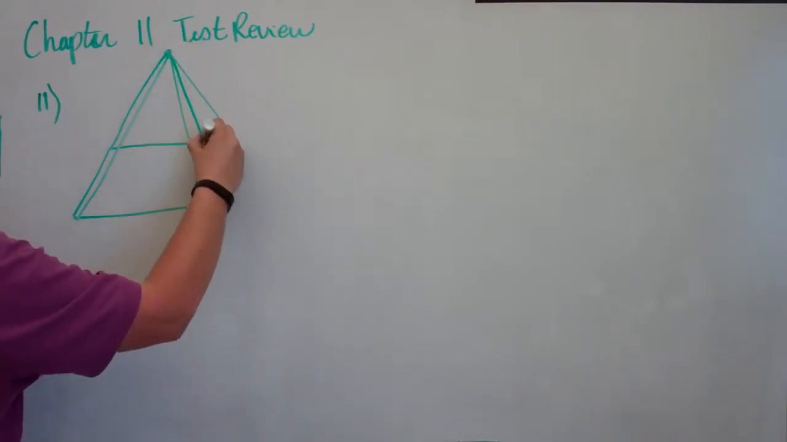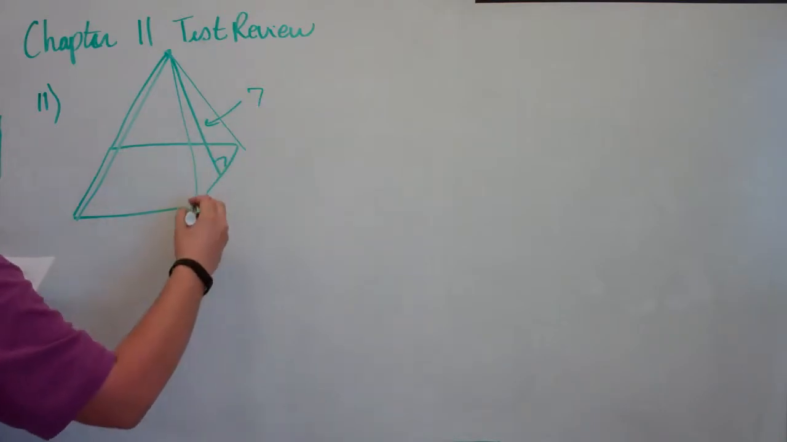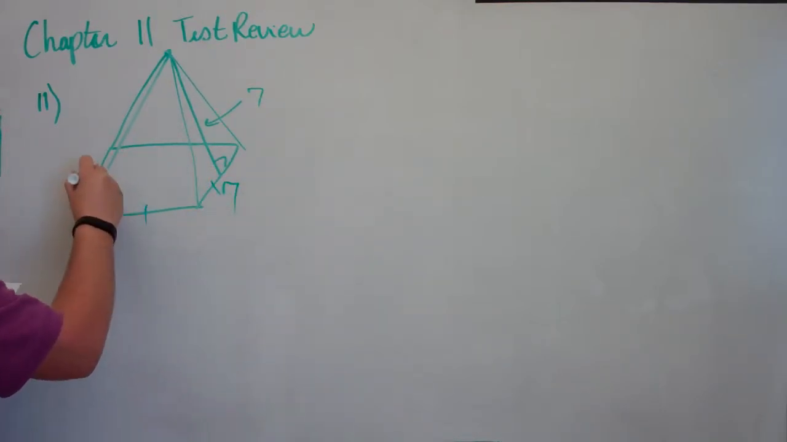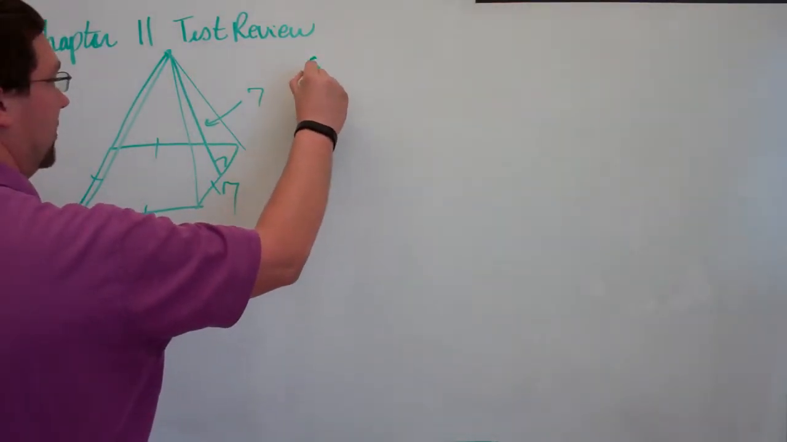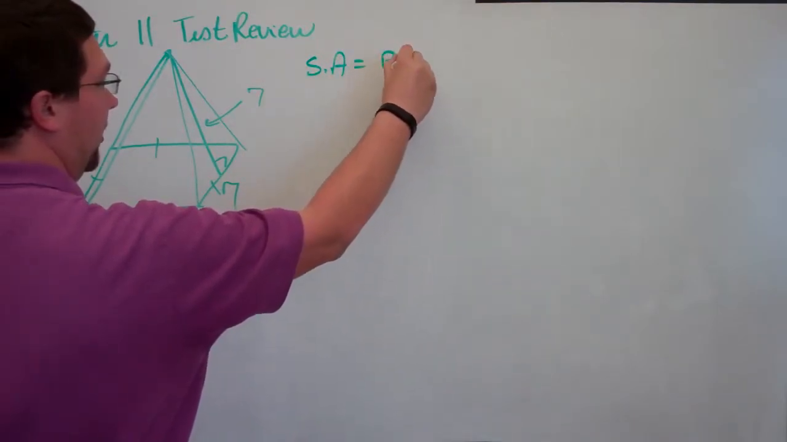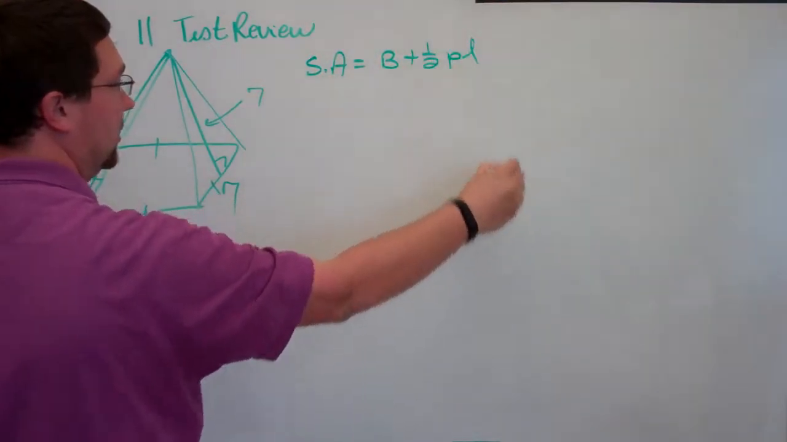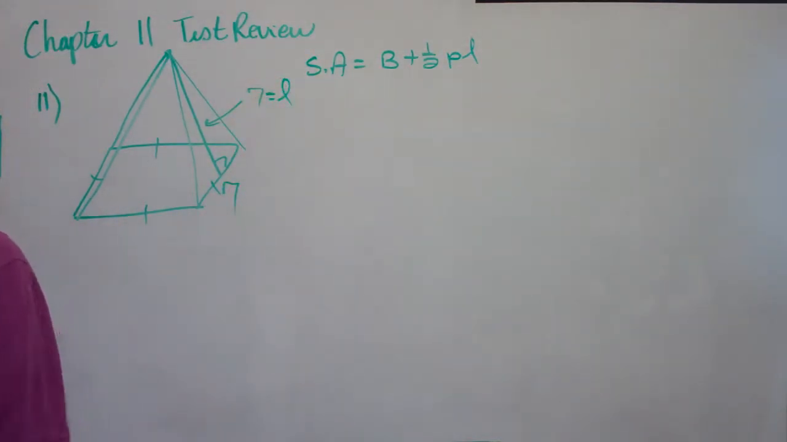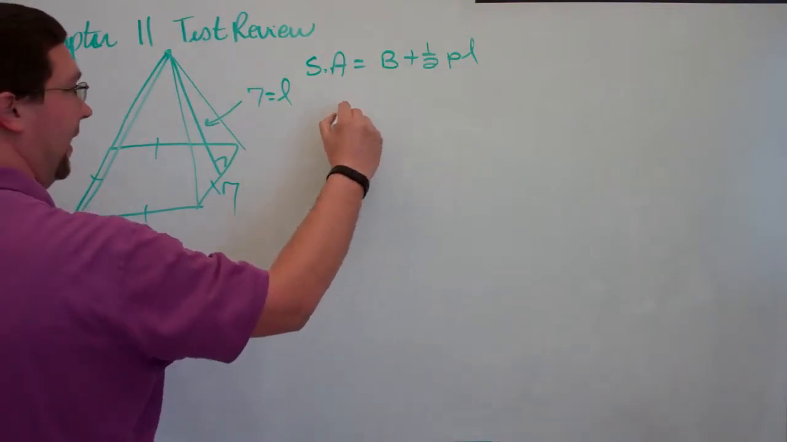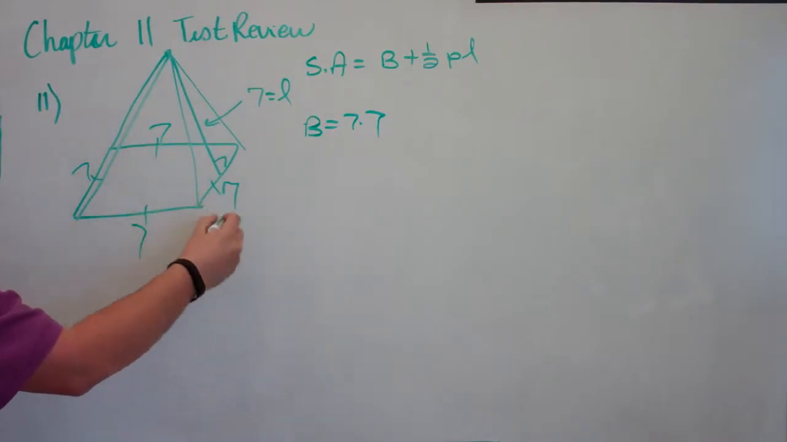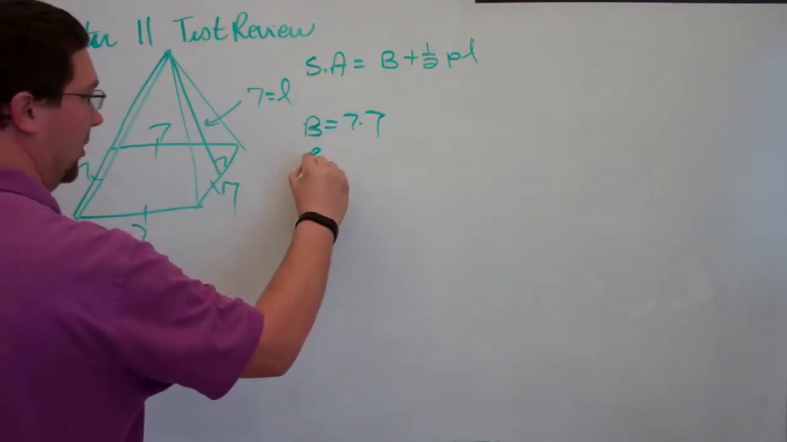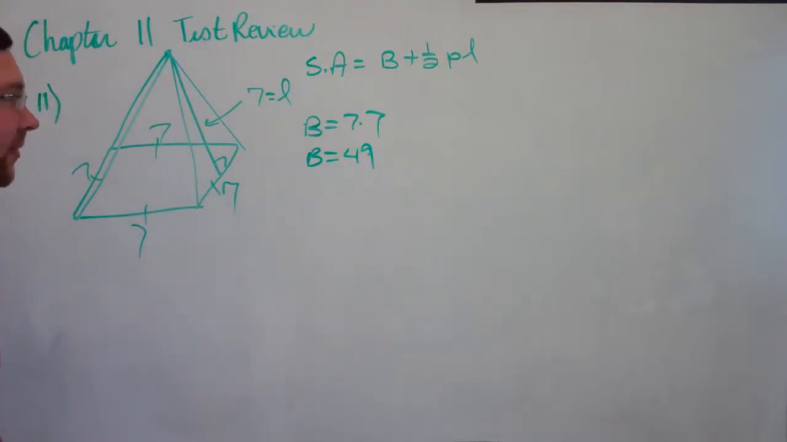All right, here we go. We have a slant height here of 7. It says this is 7, and we have our tick marks to show that all 4 sides of the base are congruent. That means that our base is a square. Your surface area formula for a pyramid is base area plus 1/2 perimeter times slant height. Remember the 7 is the slant height here. So since this is a square, our base is simply going to be 7 times 7, length times width. So our base equals 49.